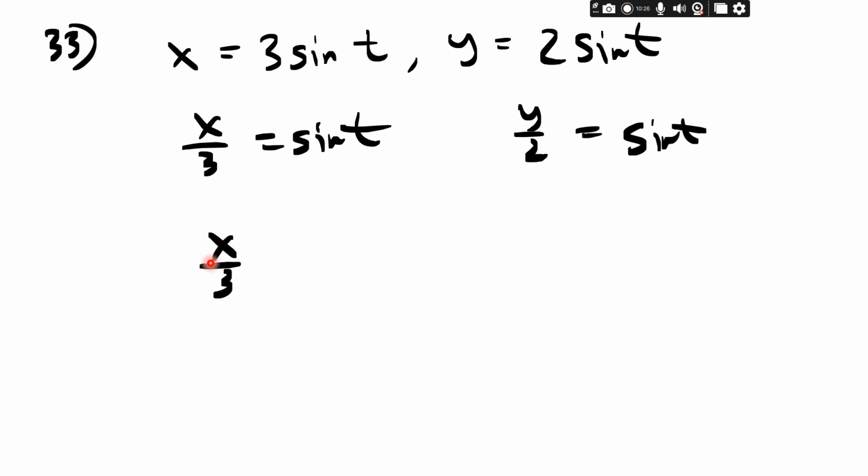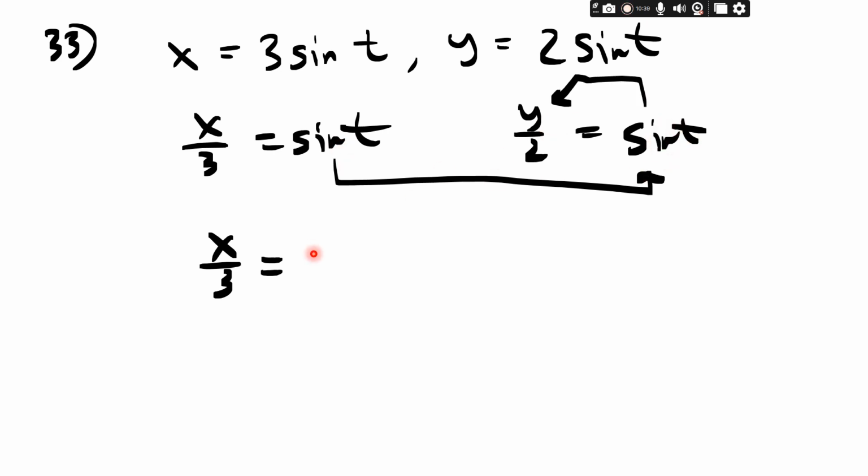X over 3 comes down. The equal sign comes down. And I'm saying like this: that's sine, but also that's sine, and sine is equal to y over 2. So let's put that y over 2. There it is. It's called the transitive property. If this is equal to this, and that is equal to this, and these two are equal to each other, therefore the outsides are equal to one another.